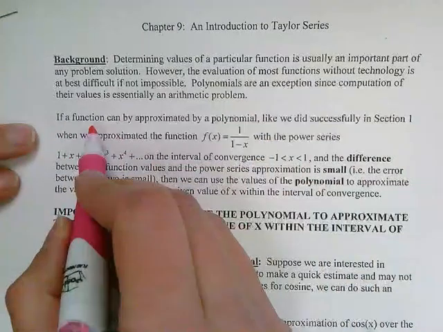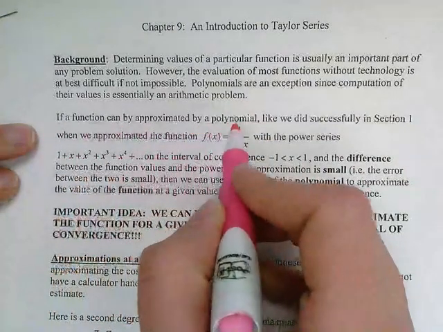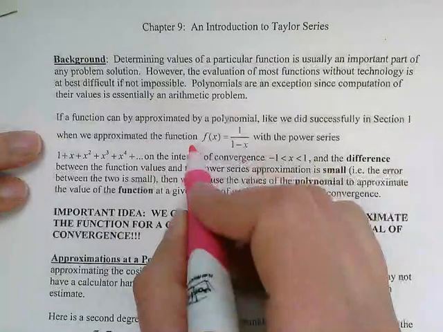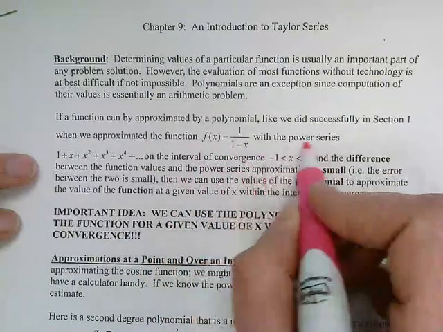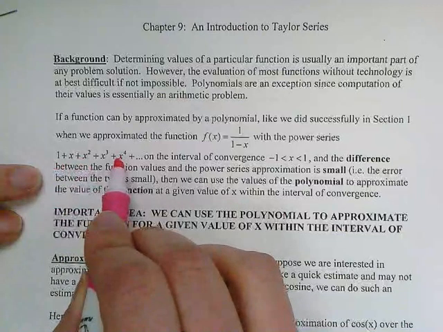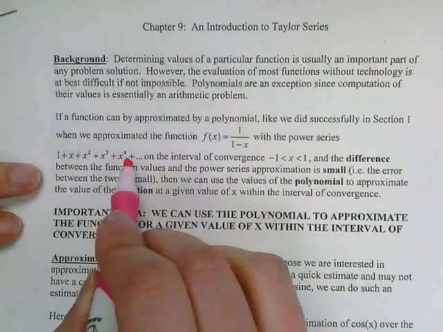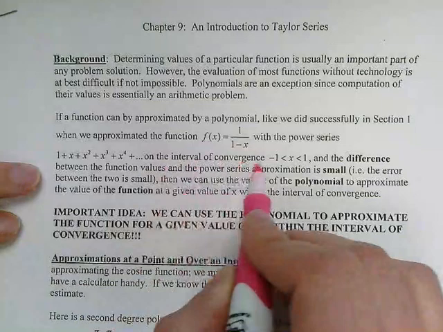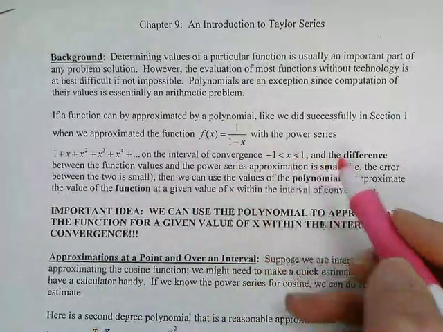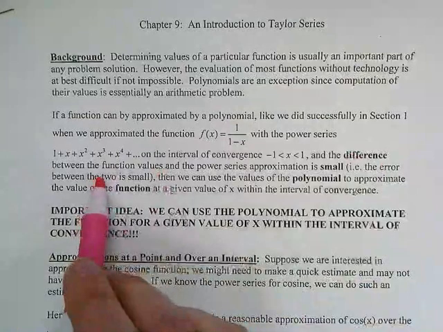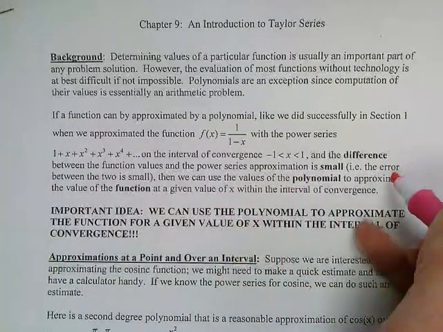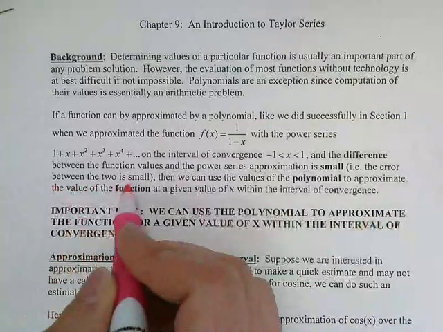So if a function can be approximated by a polynomial, like we did successfully in section 1 when we approximated this function with the power series 1 plus x plus x squared plus x cubed plus x to the fourth on the interval of convergence negative 1 to 1, and the difference between the function values and the power series approximation is small, i.e. the error between the two was small.